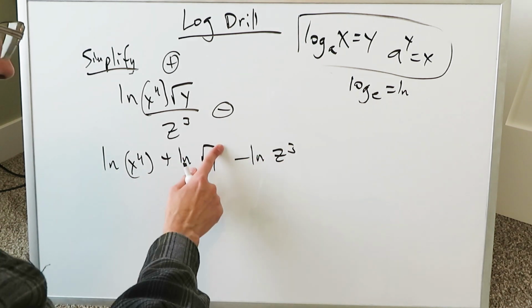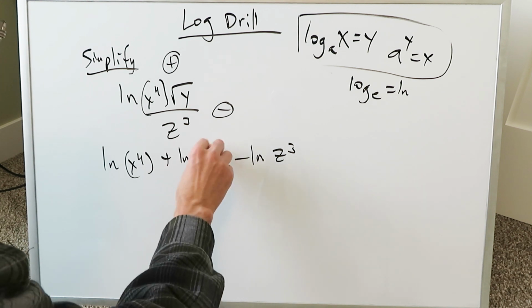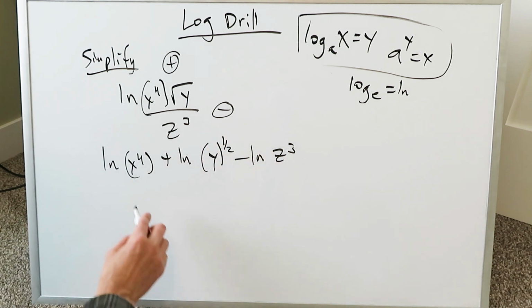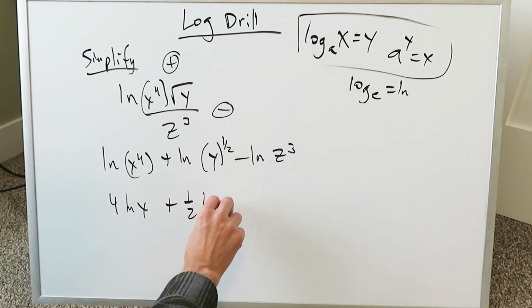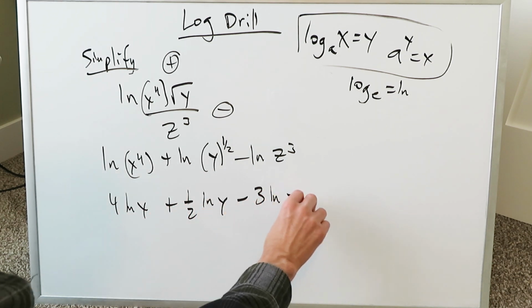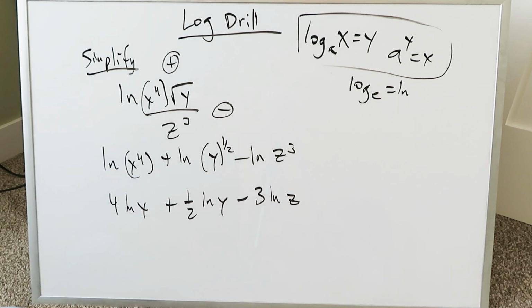What we can do now is get rid of these exponents. This root y is really a 1 over 2 exponent. We have a 4 natural log x plus 1 over 2 natural log y minus 3 natural log z, and that right there would be your final answer.